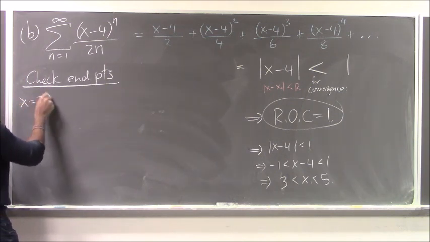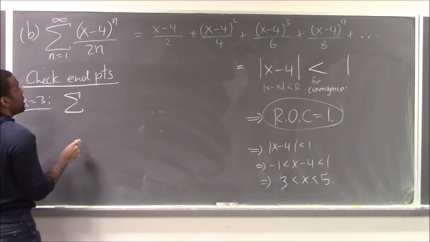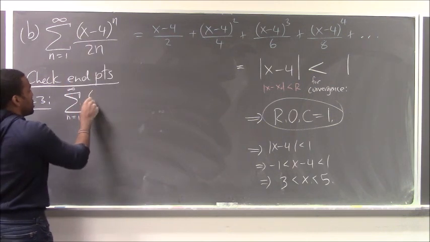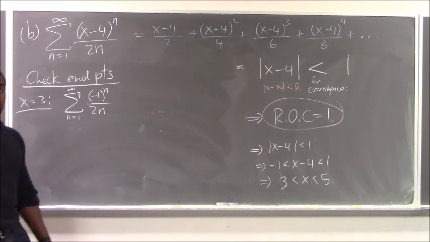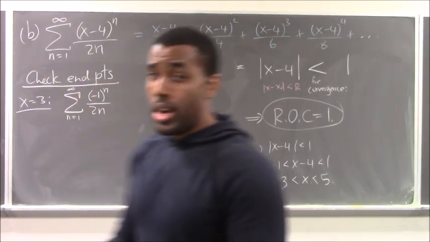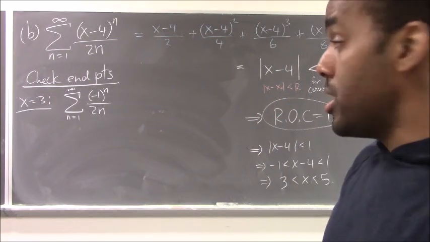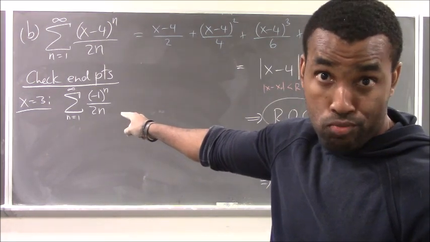x equals 3. If I plug in x equals 3 here, I would get minus 1 inside of that. So that's minus 1 to the n over 2 to the n. Now, if you got this far, congratulations. If you didn't get this far, try to redeem yourself by telling me the next step here. Does that converge?